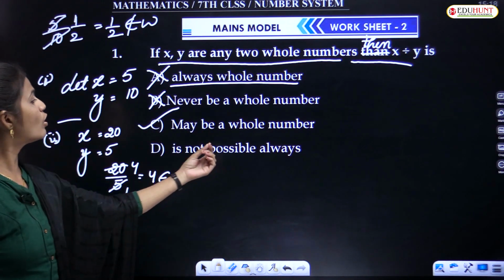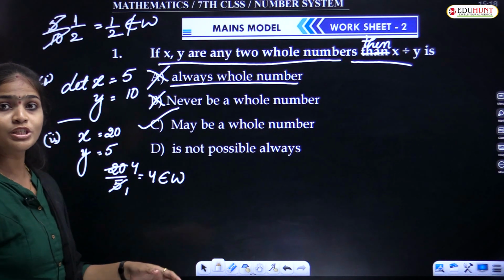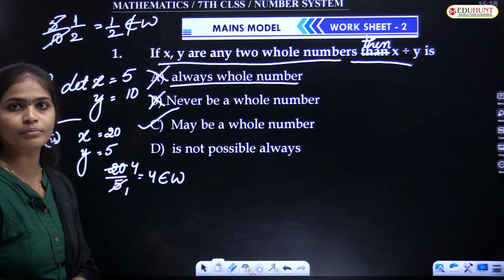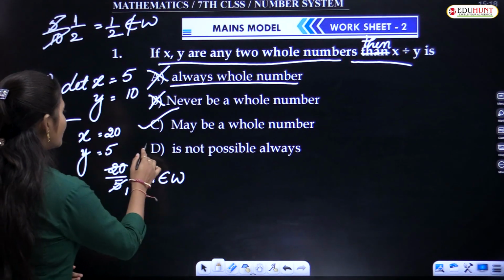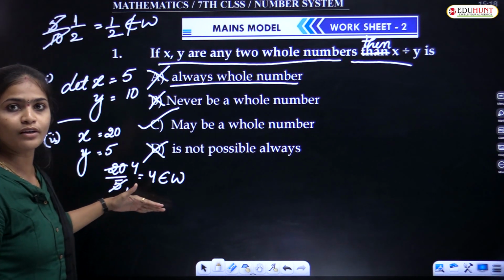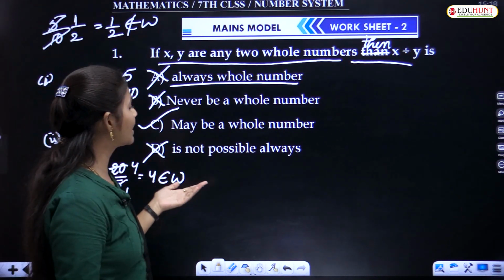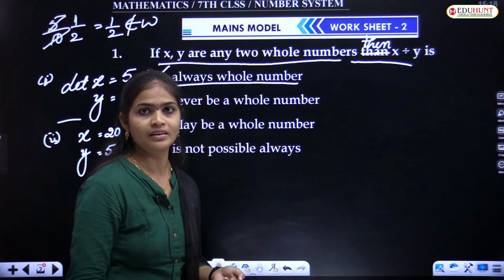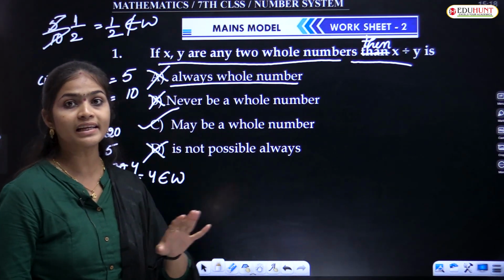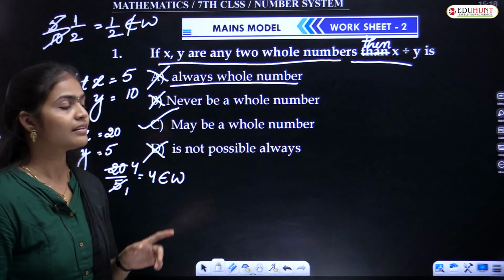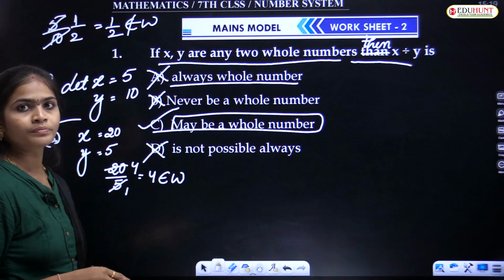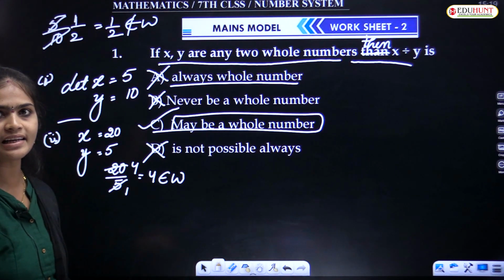Next, 'not possible always', which means in case 1 and case 2 we would not get a whole number. That chance is not there. Why? Because in the first case we are not getting one, but in the second case we are getting a whole number. That's why we get 'maybe a whole number'. Either it is a whole number or not, but we will get a whole number in some cases. That's why we can say the answer is 'maybe a whole number'. So option C is the correct answer.